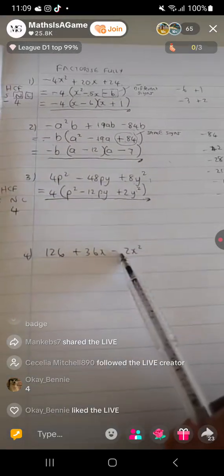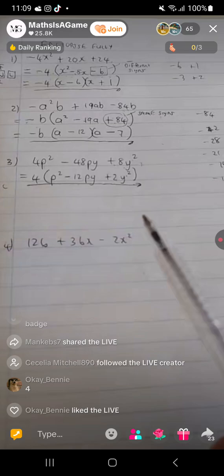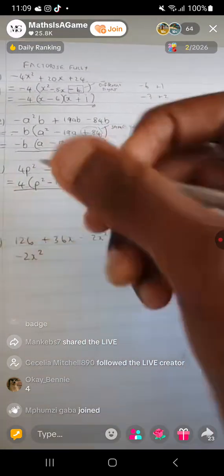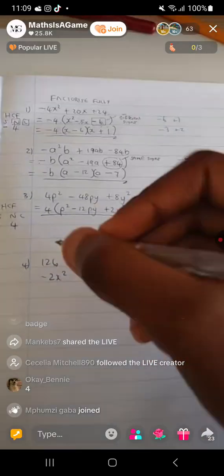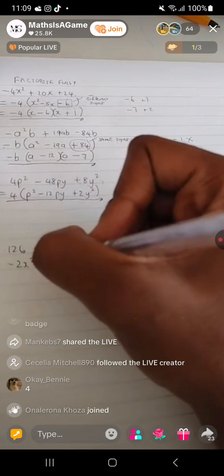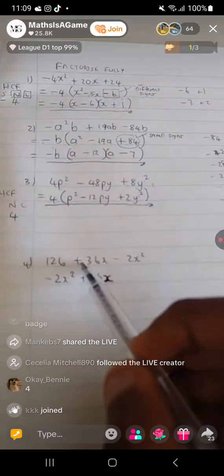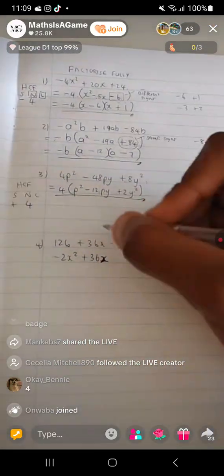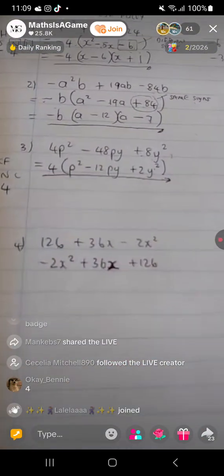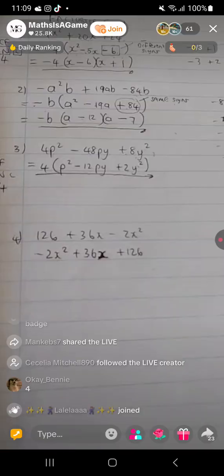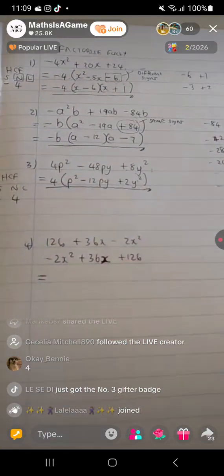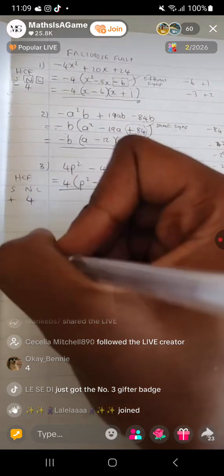Currently we have 126 plus 36x minus 2x squared. The order needs to be fixed, so we are going to start by writing negative 2x squared, because this 2x squared is negative, followed by positive 36x, because this 36x is positive, then followed by 126 because the 126 is positive. So when the order of terms is fine, then I can move on to the next step, which is taking out the highest common factor.